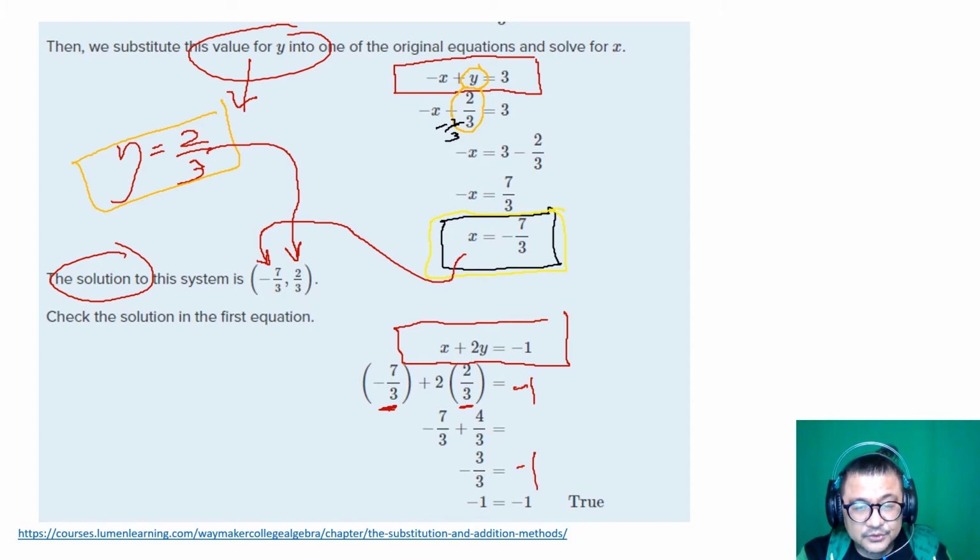Is it equal to negative 1? The left side is equal to the right side. It's true. Therefore, our solution works. So this is our correct solution.